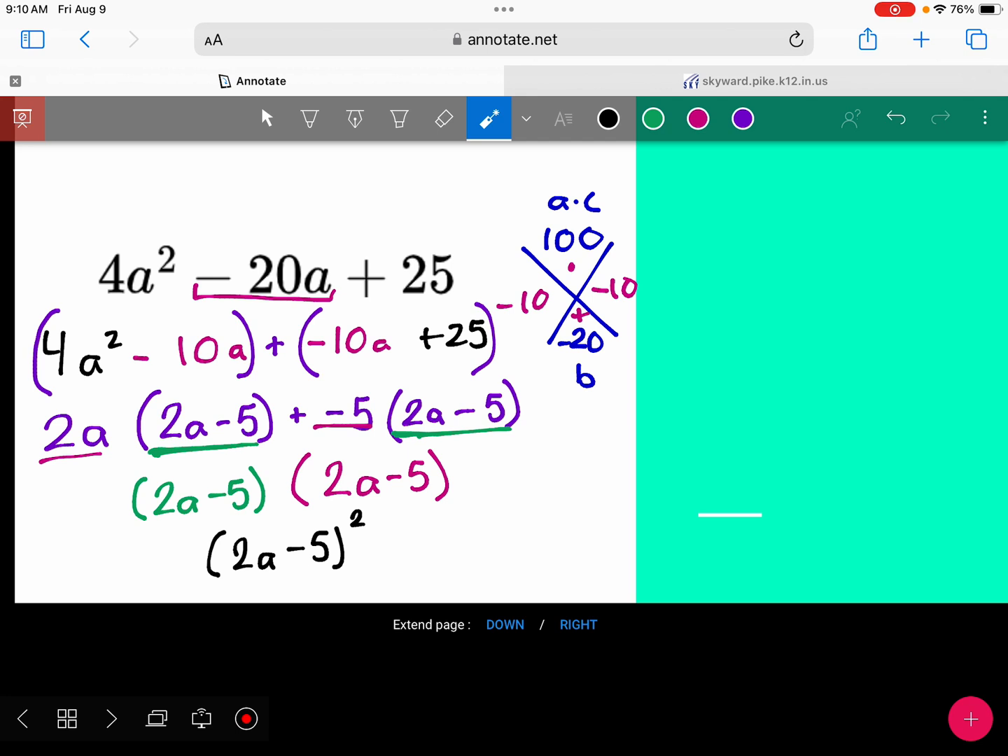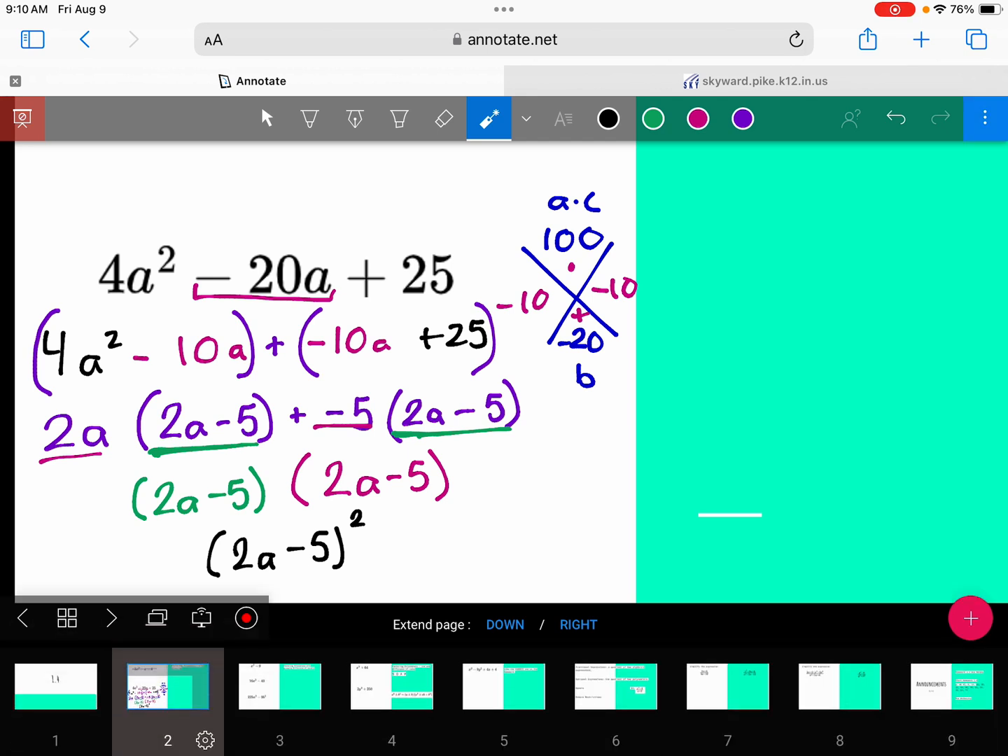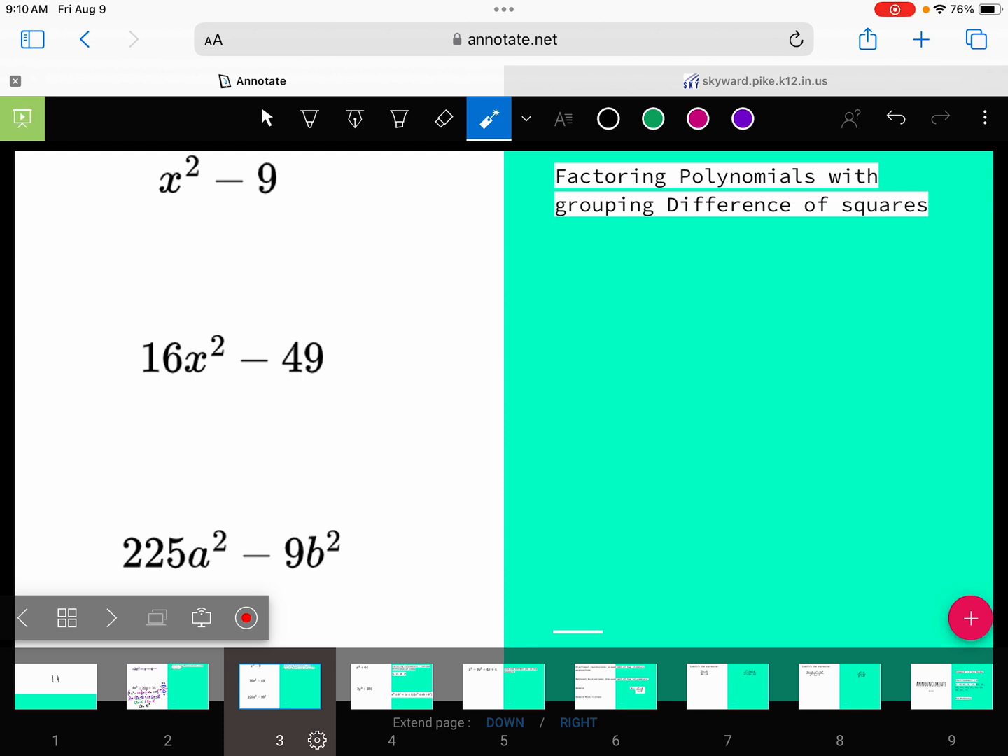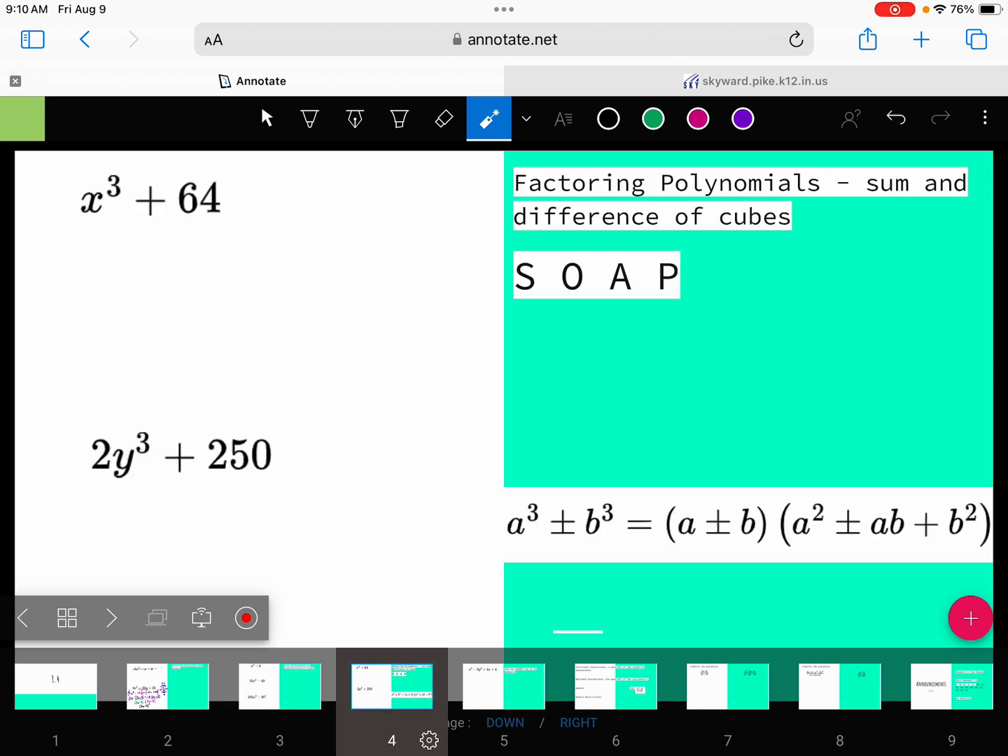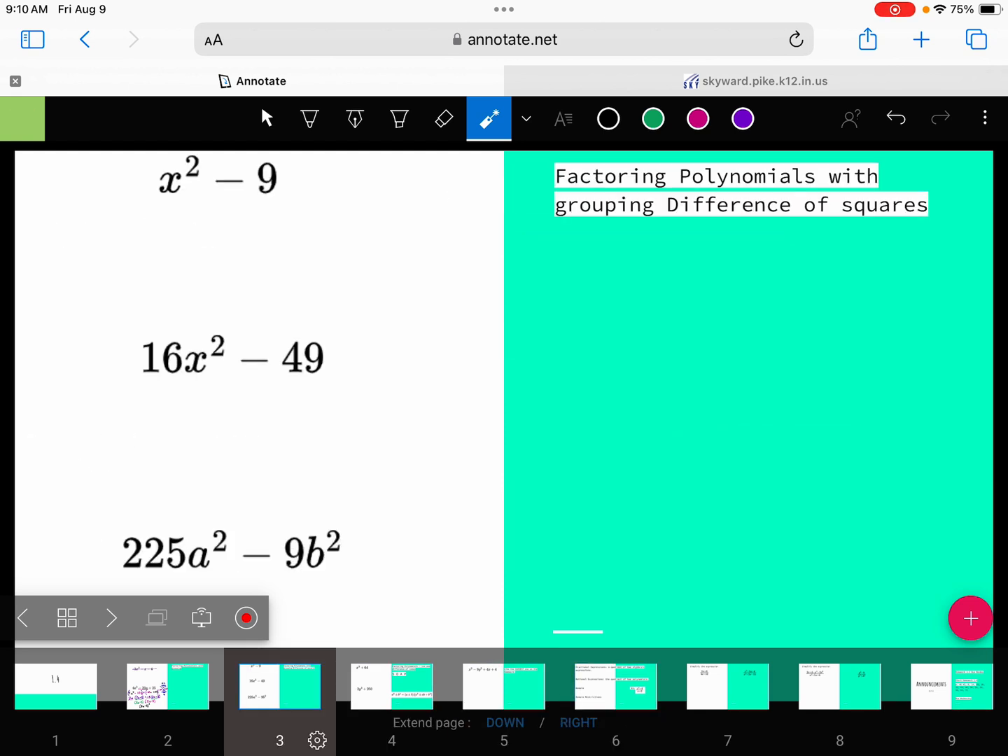Questions on this one? Trying to see what we're doing next. Okay, because we're going to hit a couple of special patterns today. Like this one.